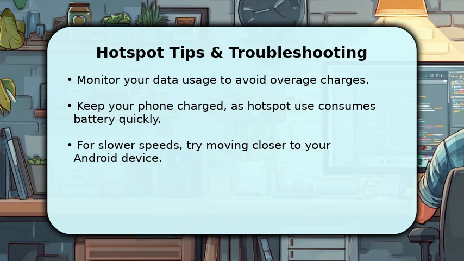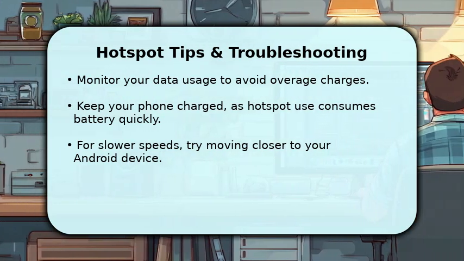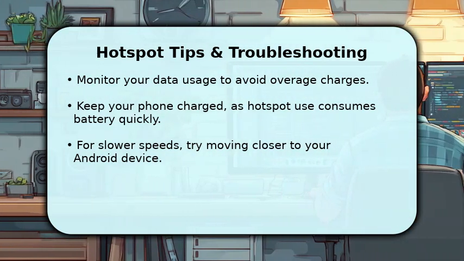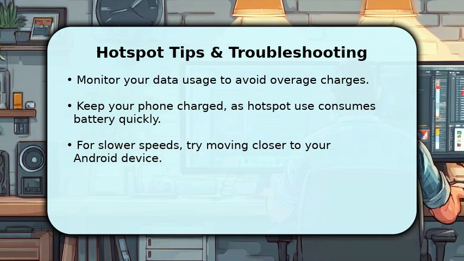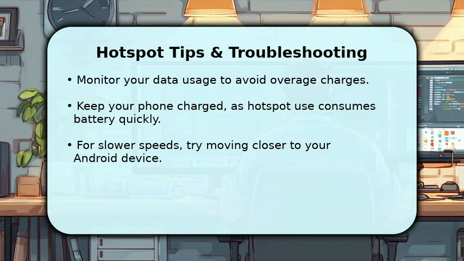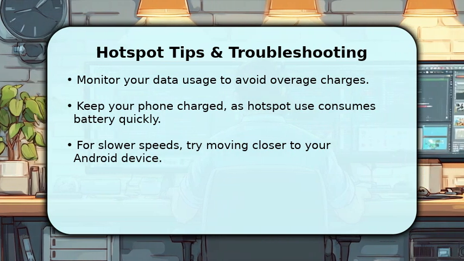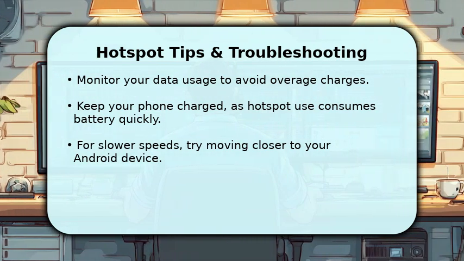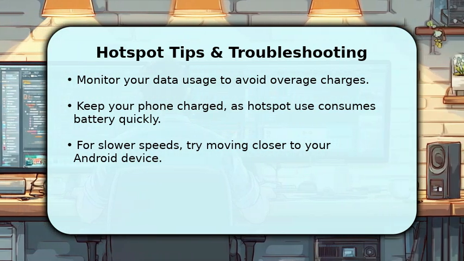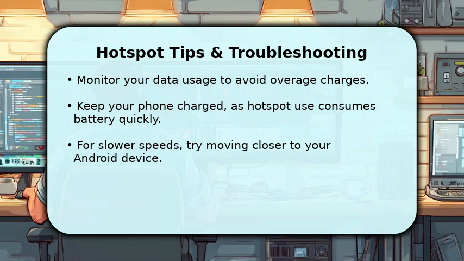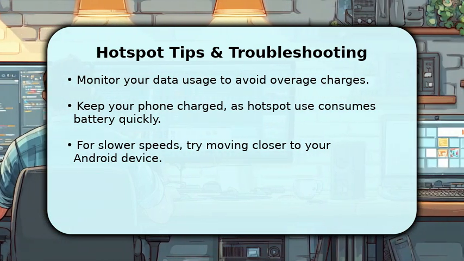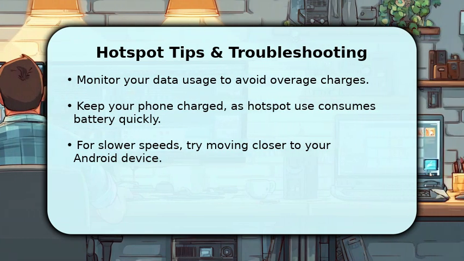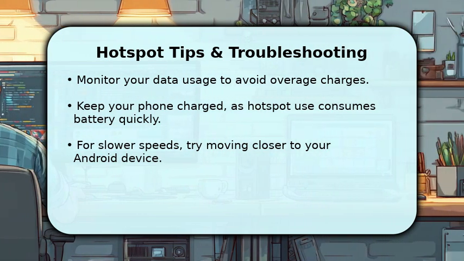To ensure a smooth experience, remember a few key tips. Always monitor your data usage to avoid unexpected overage charges from your carrier. Keep your Android phone charged, as using the hotspot can drain the battery quite quickly. If you experience slower speeds, try moving closer to your Android device. Finally, always ensure your mobile data is active for the hotspot to function correctly.